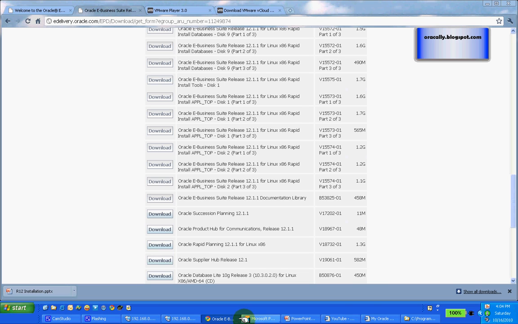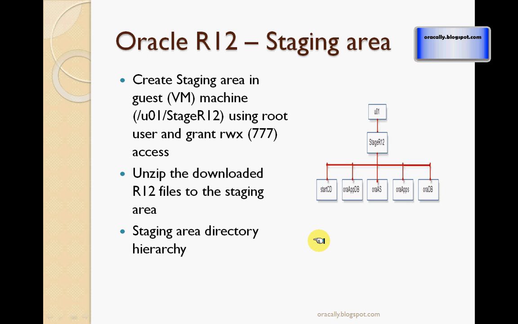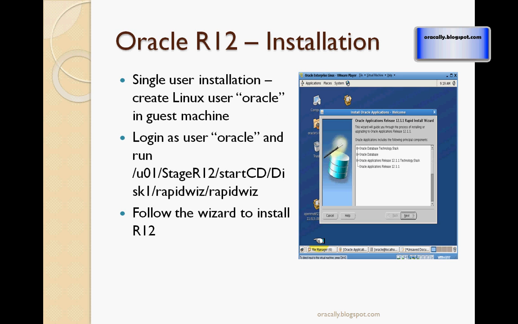and for that the directory structure I have used is U01/stage/R12, created in the guest machine. I have used a single user installation, and for that you need to create an Oracle user in your Linux machine, the virtual machine. You have to make sure that you have a user called Oracle, because for single user instance this is a required user, who would be installing R12.